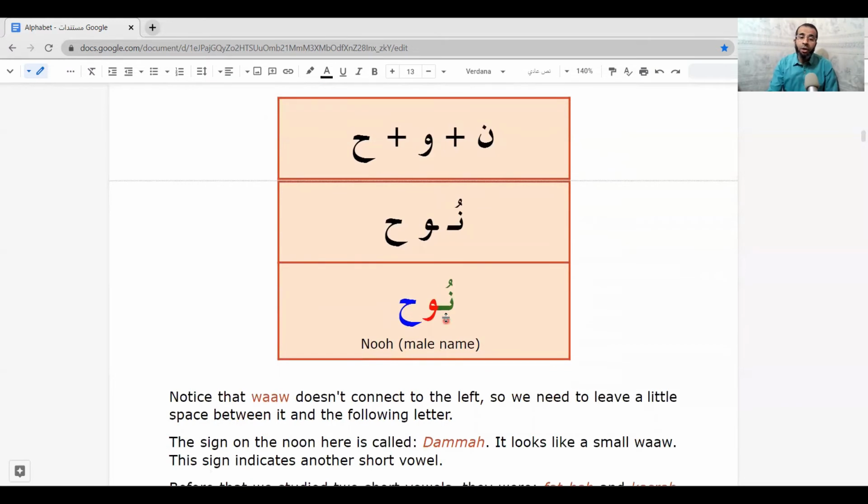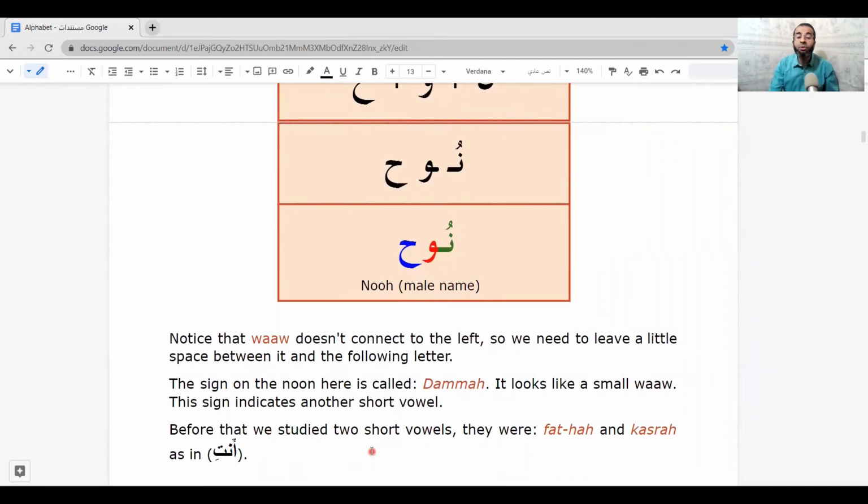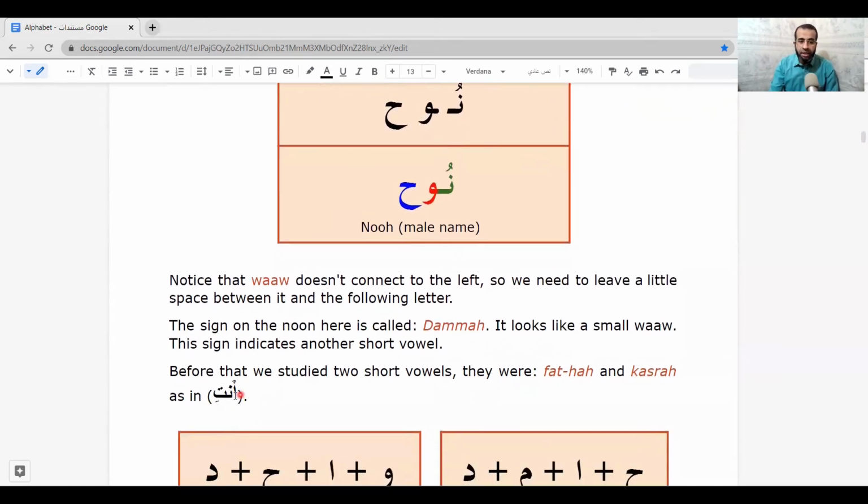The sign on the noon here is called what? It is called dhammah. It looks like a small wow. This sign indicates another short vowel. Don't forget, before that, we studied two short vowels. They were fatha and kasra, as in anti. The first letter is a, it has fatha above it. And the last letter is ta, it has kasra below it. Fatha and kasra. And now we study dhamma, like this.